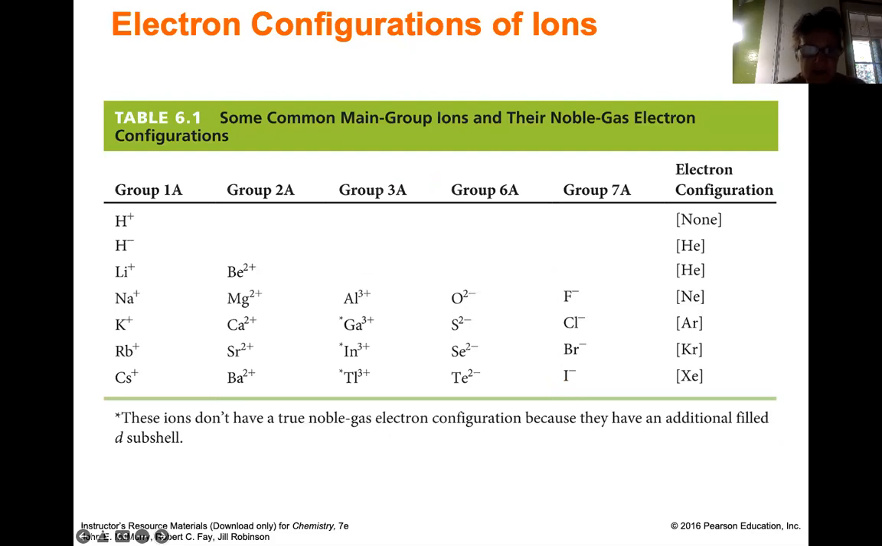So this just gives you some common main group ions and their noble gas electron configurations. So group 1, +1, group 2, +2, group 3 tends to be +3, 6A, -2, 7A, -1. And in each case, it shows you then that their electron configuration looks like one of the stable, very inert atoms from group 8A.